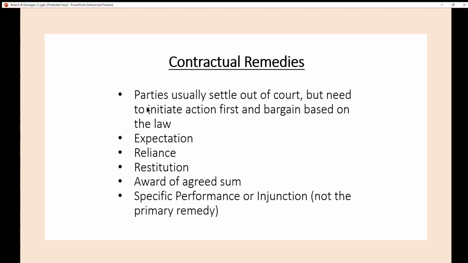But then you have to initiate action first. You need to send them a letter of demand, and then you file a case in court. First, you threaten legal action. They don't do anything, then you file a case in court, and then you end up bargaining lah. And then yeah.